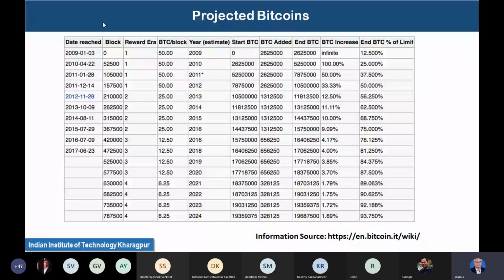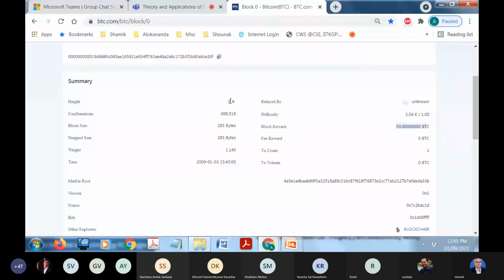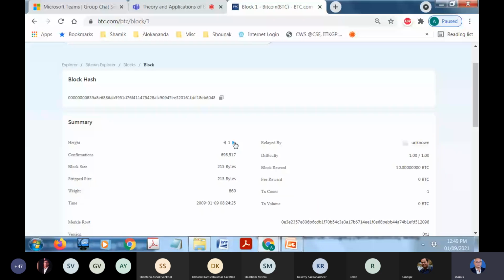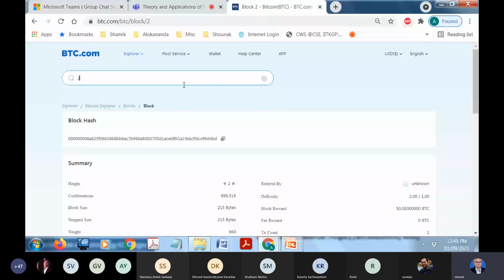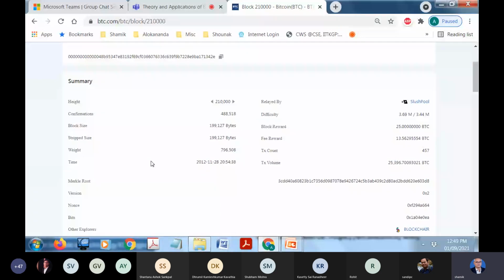For example, the next block, block number 1, also had 50. And if you see the next block, you will see it also has 50. But if we have this block, 21 followed by 4 zeros, and you search for it, you will see that it has a reward of 25. But the immediately previous block has a reward of 50.